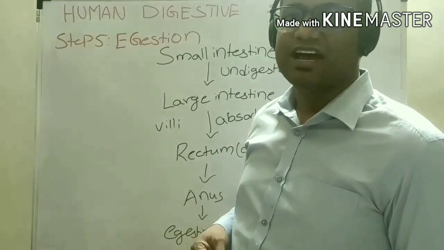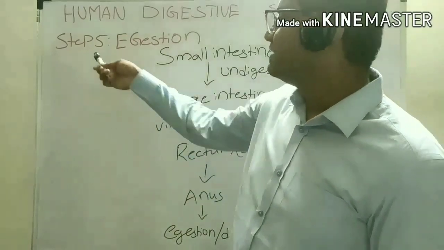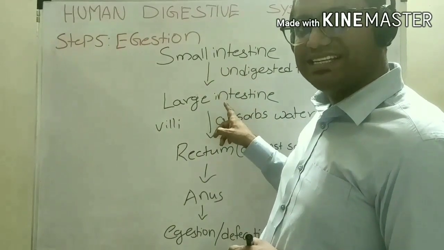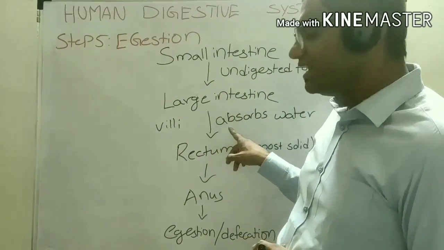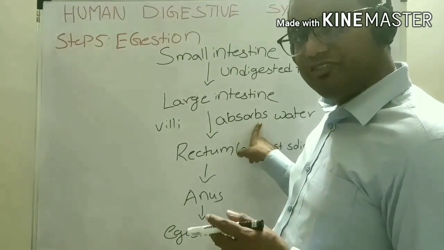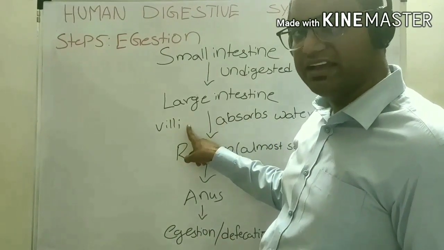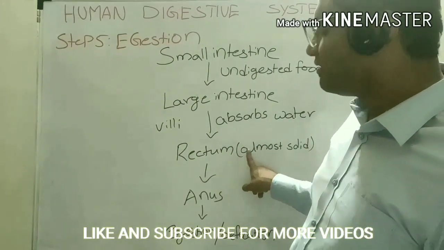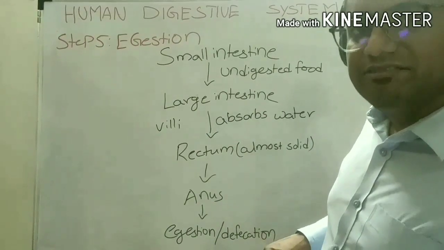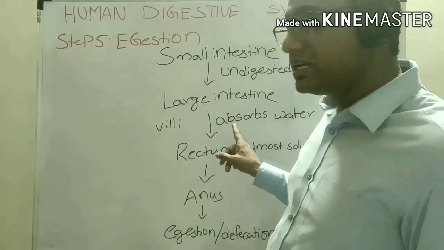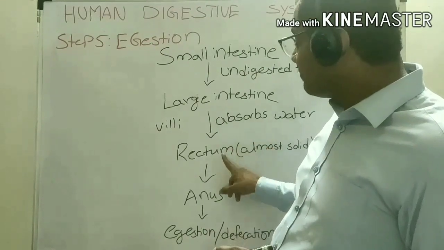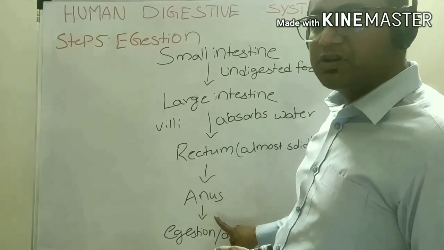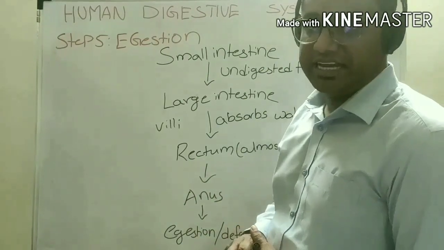Now let us enter into the final step of human digestive system, that is step 5, defecation. Here the undigested food from small intestine enters into large intestine. In the large intestine the water is absorbed through finger-like projections known as villi. From here the undigested food enters into rectum. In the rectum the food is almost solid in nature, that is a very thick paste-like structure due to complete absorption of water in the large intestine. From rectum, the undigested food is sent out through anus. This process is known as defecation.